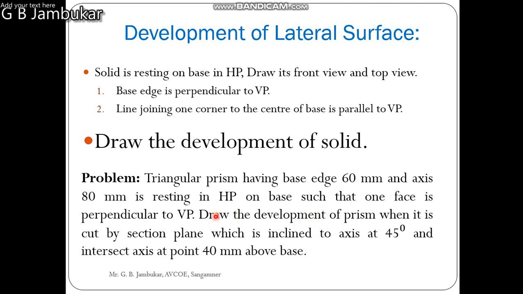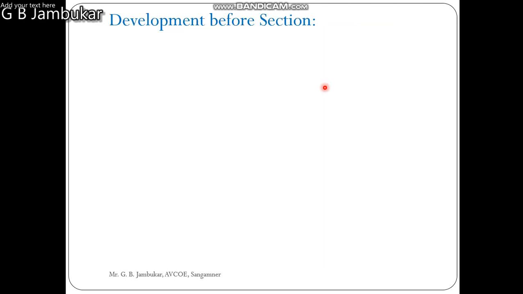Then we have to draw the development of this prism when it is cut by the section plane, which is inclined to the axis at 45 degrees and intersects the axis at a point 40 mm above the base. Now here we start with the solution.